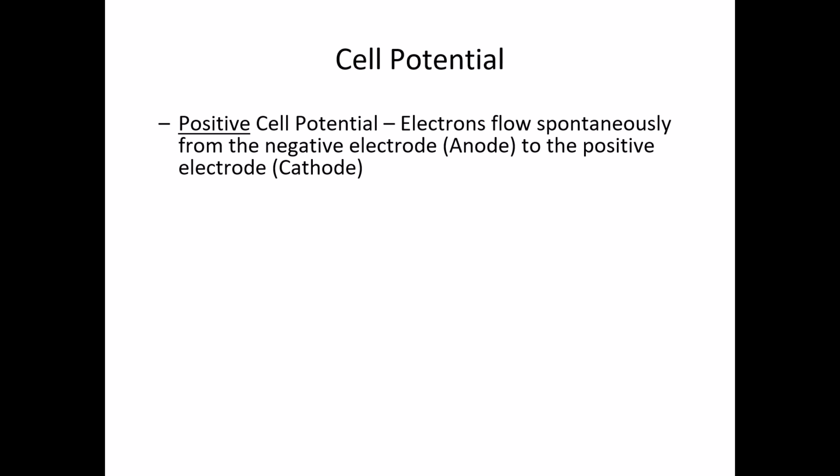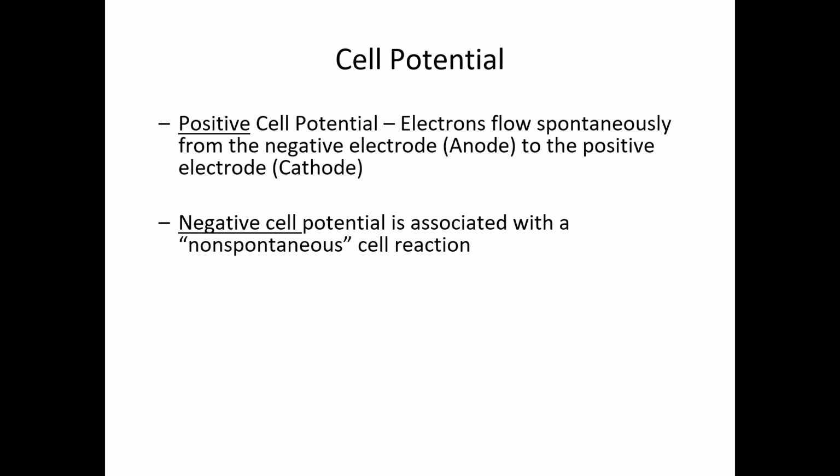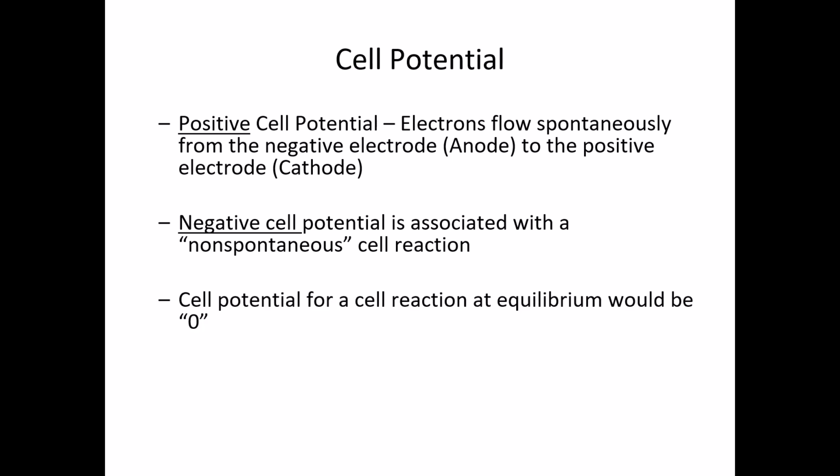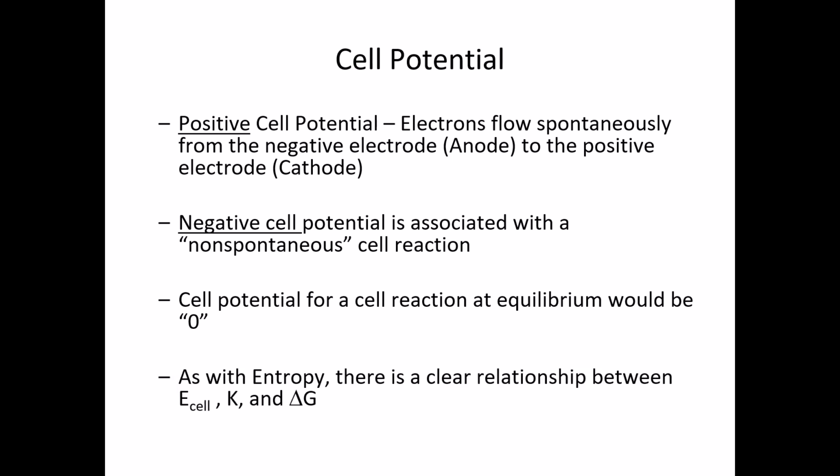So our cell potential, if it's positive, it's a spontaneous reaction, electrons flowing from the anode to the cathode. Negative cell potential, it's a non-spontaneous reaction, we need a power source. If cell potential is 0, we don't have a favored direction, just like we've talked about with delta G. That means we're at equilibrium, and our cell no longer will do work. So we have a very strong connection between E cell potential, our delta G free energy, and our equilibrium K value.